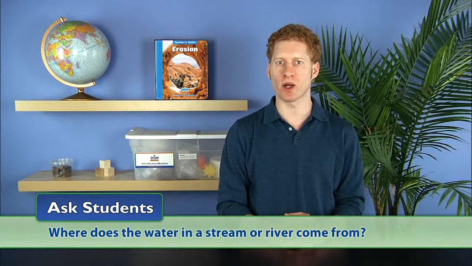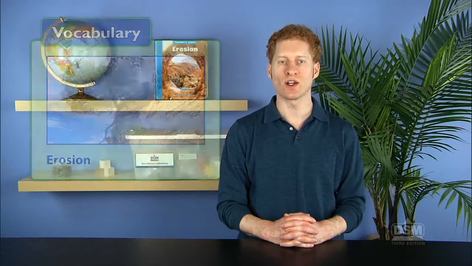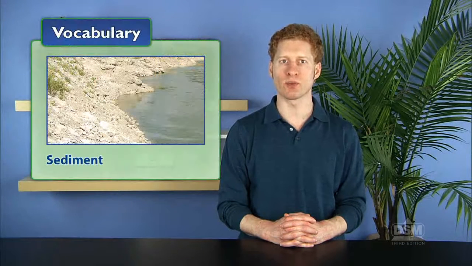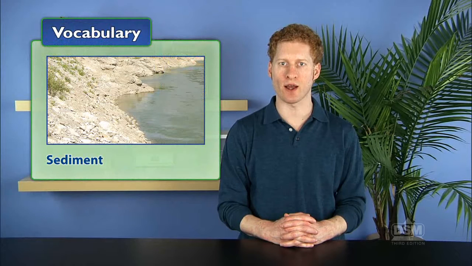To begin the activity, begin a discussion by asking, where does the water in a stream or river come from? Encourage answers that involve rain or melting snow. Define erosion as the carrying away of weathered materials by wind, moving water, or glaciers. Go on to explain that sediment is earth materials such as dirt, sand, and rocks, carried away by moving water and deposited when the water slows down.